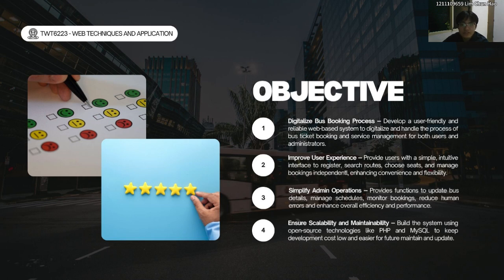In addition, BIJO also aims to be scalable and easier to maintain. By using open source technologies such as PHP and MySQL, BIJO not only keeps the development cost low, but also makes it easier to maintain and update in the long term. This ensures that BIJO can continue to meet any needs in the future.